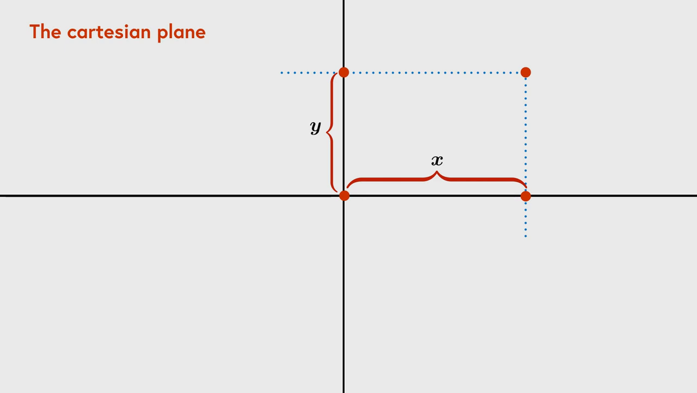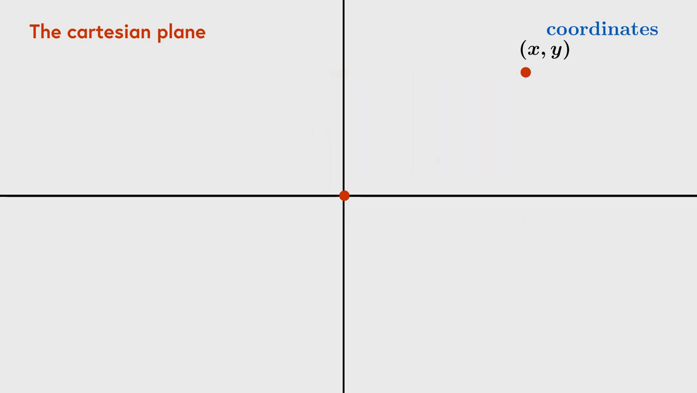Well, that pair of numbers, x, y, is called the pair of coordinates of the point we started with. Notice that we've placed them in parentheses, and they describe what we call an ordered pair. The order of x and y matters. Now, in this example I've chosen, you can see that the coordinates will both turn out to be positive numbers.